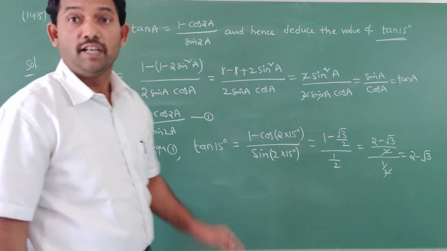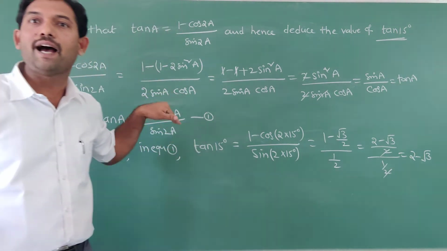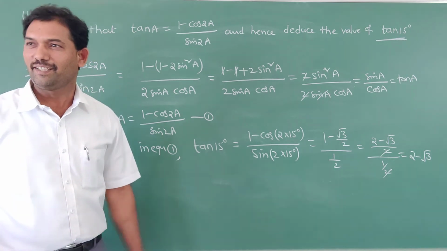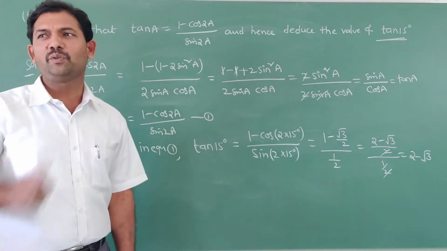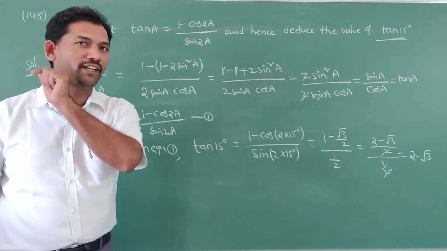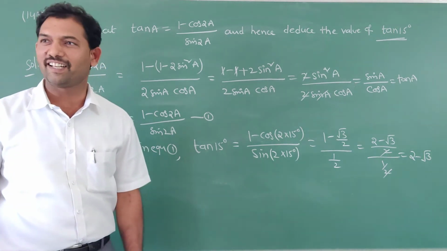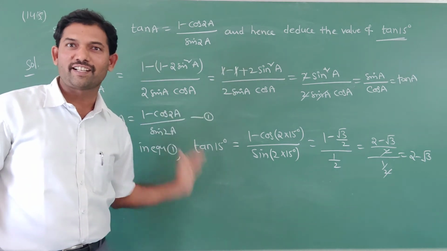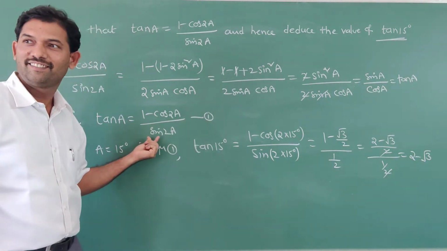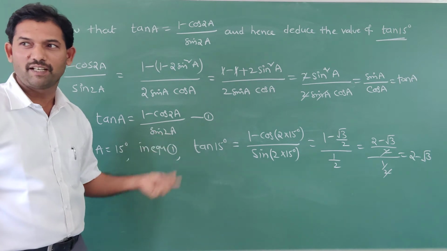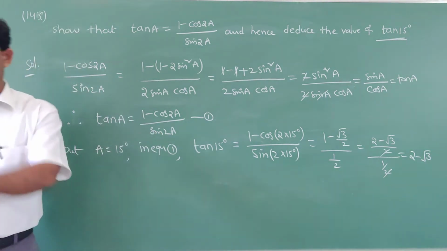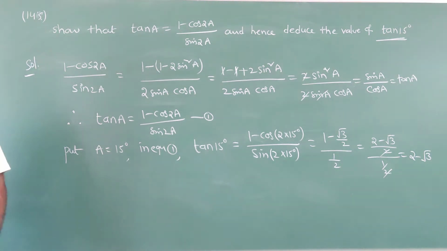Using this result, we have to simplify tan 15 degrees value. Simplification is easy. You know how to simplify tan 15 degrees value. You know that already. Okay? That is also one process. This is another process, using this formula. Okay? Then we put it in the formula. Right?